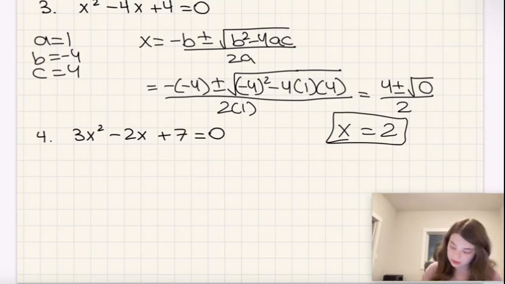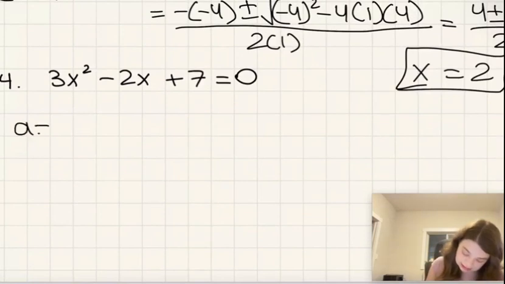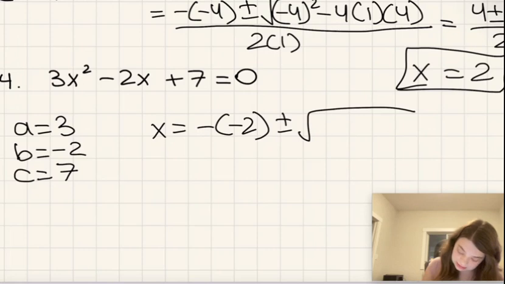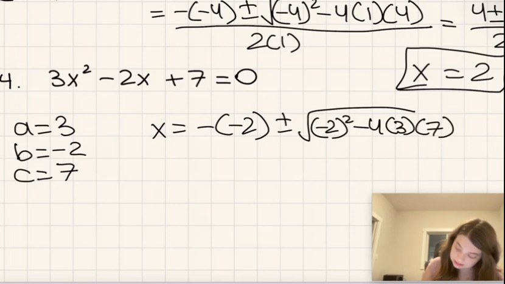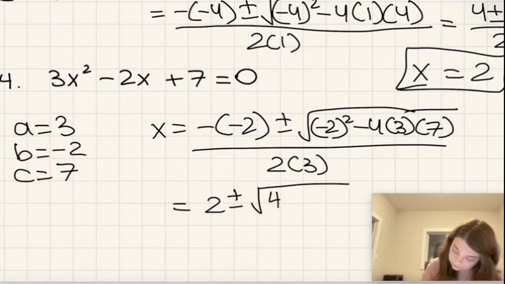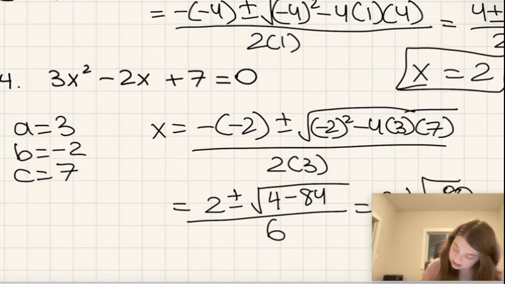All right, and let's do one last one here. In this case, A is equal to 3, B is equal to negative 2, and C is equal to 7. So x is equal to negative b, so negative 2, plus or minus the square root of b squared minus 4ac all over 2a, which is equal to 2 plus or minus square root of 4 minus, 4 times 3 times 7 is 84 all over 6, which is equal to 2 plus or minus root of negative 80 over 6.